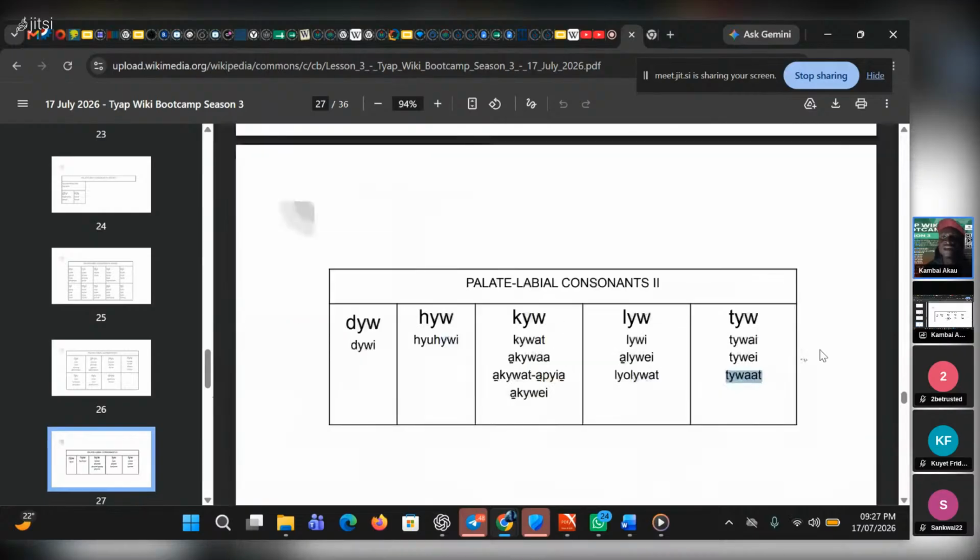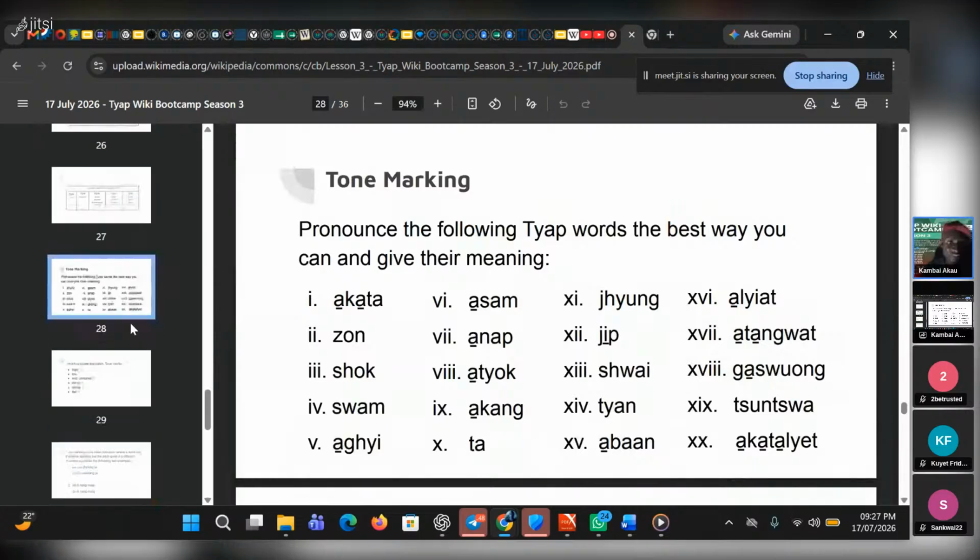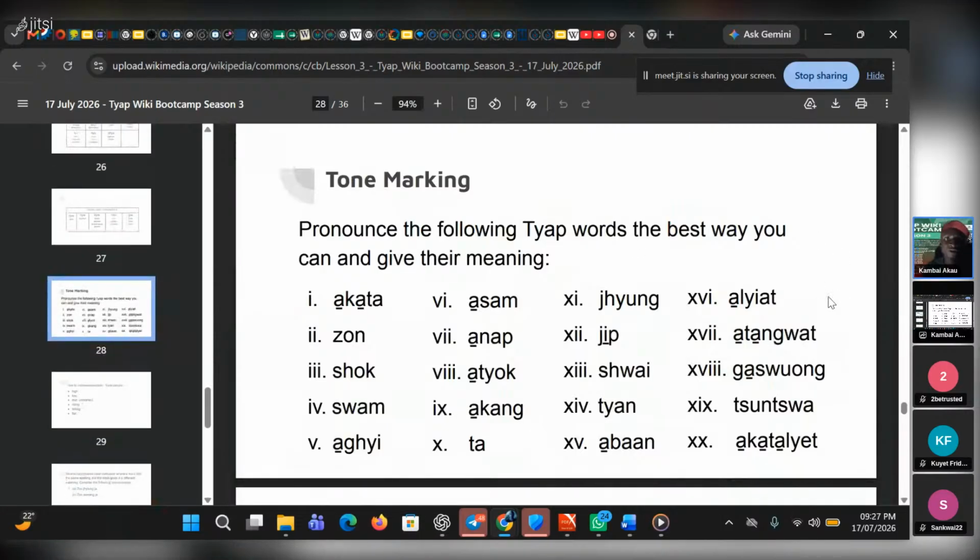Now we have very short one to go. Then we have the tone markings. Now we have to pronounce these ones according to the tonation, because Tyap actually has about 6 different tones or more than that. Studies are still ongoing about those tonal levels of Tyap.